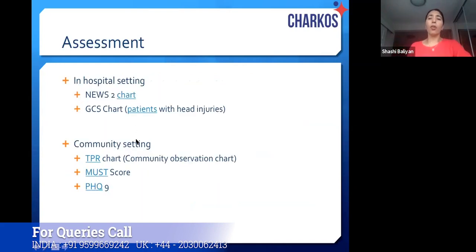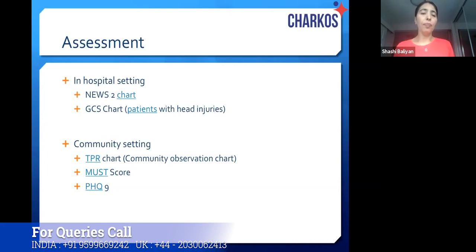So again, as I said about the charts, if we come back to the in-hospital charts, there is a NEWS chart and there is a GCS chart. The NEWS chart, as I was saying, is the chart where you fill in and calculate the score in a routine observation. A GCS chart is the chart for patients who are either unconscious or come with a head injury. All of you would be aware of what GCS stands for. It's the Glasgow Coma Scale.